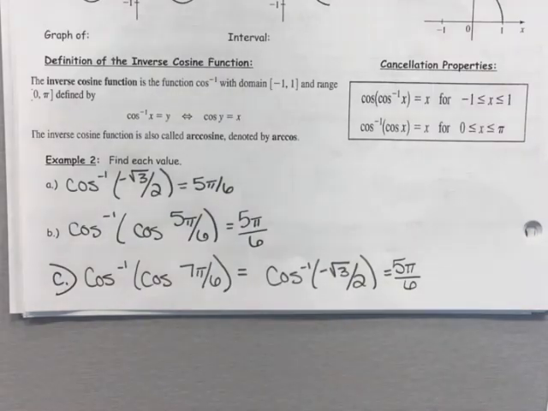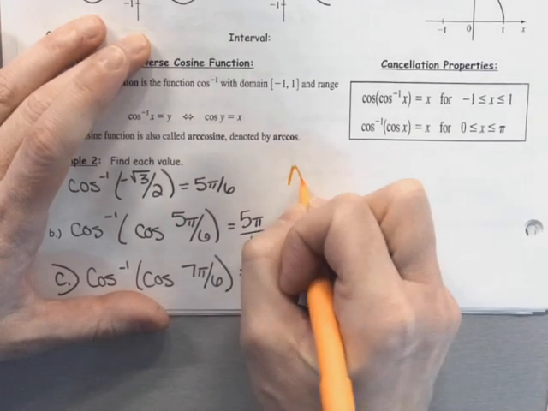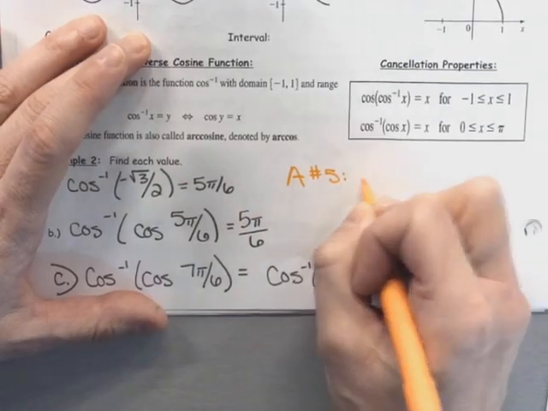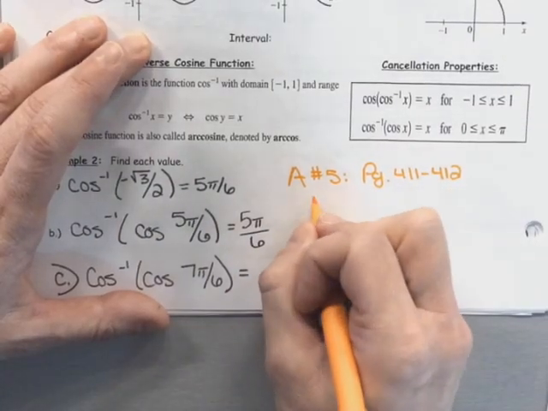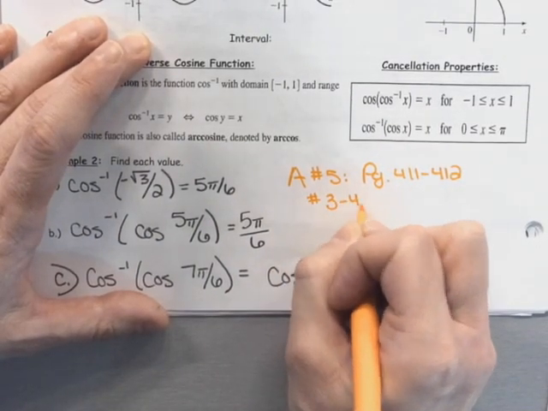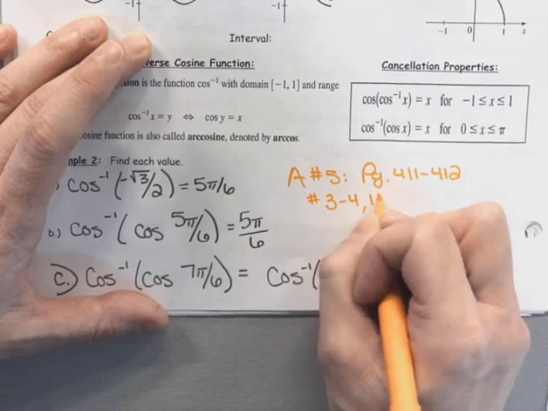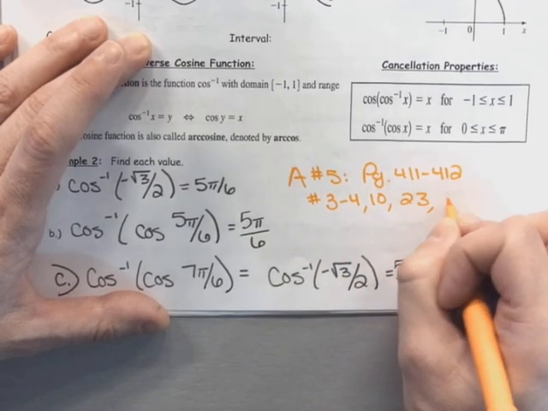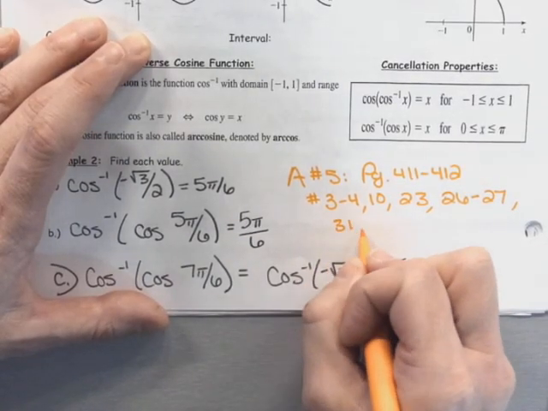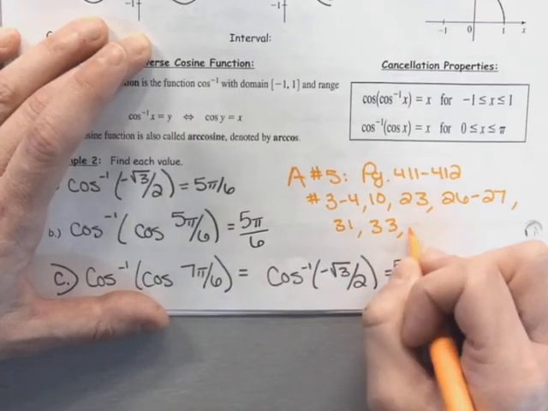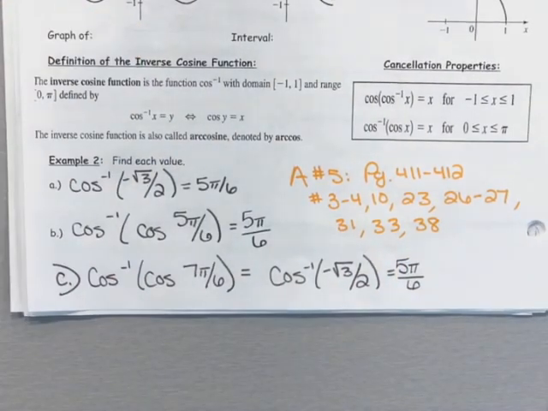Okay, ready for homework? You've got a bunch of problems, but these are pretty quick for the most part. Here we go. We are on assignment number 5, page 411 through 412, numbers 3 to 4, 10, 23, 26 to 27, 31, 33, and 38. Again, these are 1-2 step problems at the most.